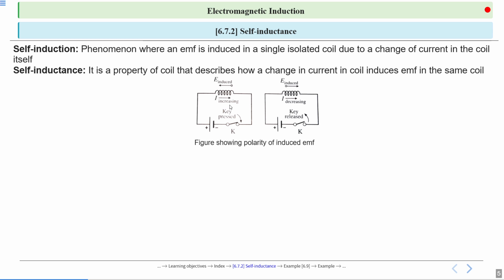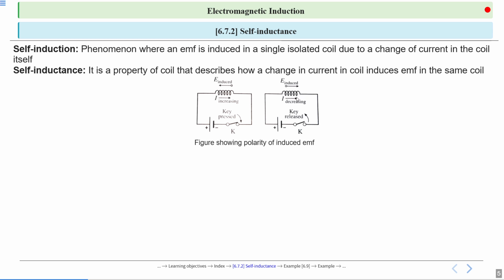It will oppose the increase in current. What is the cause of the EMF induction? The increasing current. So the induced current will be in the opposite direction to the increasing current. EMF will be induced to oppose the cause, that is the increasing current. Now in the second case, we have released the key. Now current will decrease from the maximum value to 0 in a very small time. In that small time, current will be decreasing in this coil.